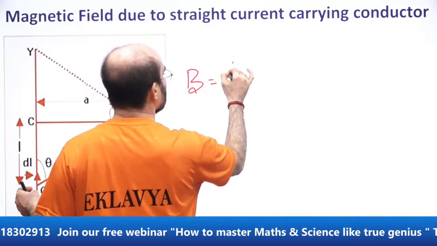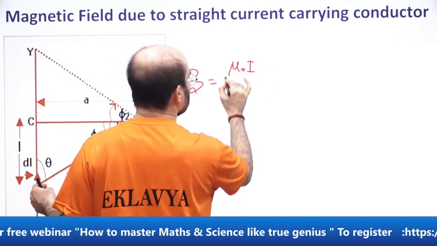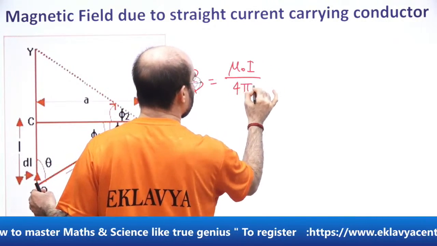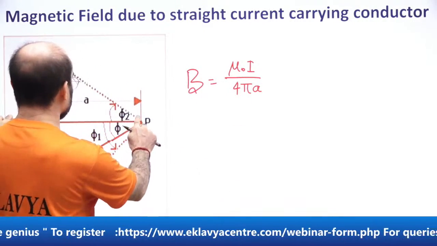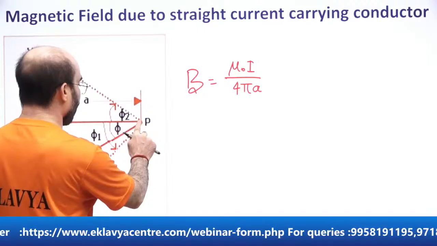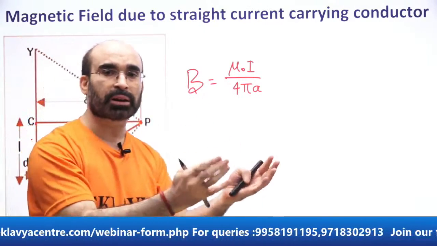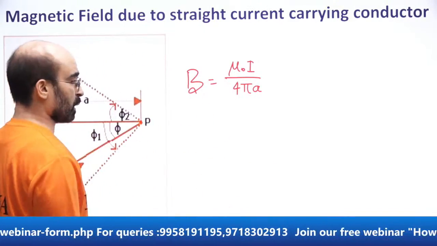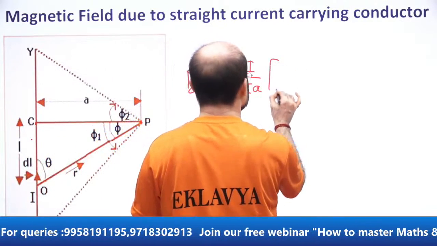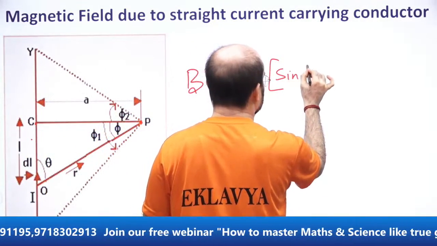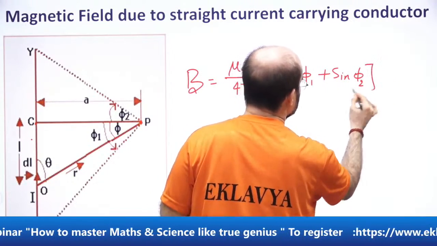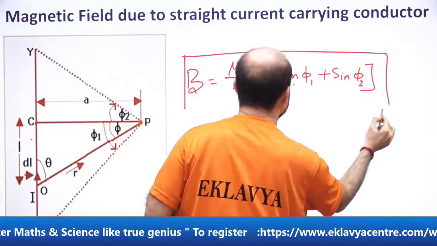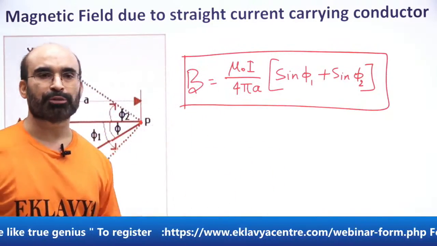B equals mu naught I by 4 pi a. Mind it, 4 pi a. What is this 4? What is this a? A is the perpendicular distance of point P, where we are finding the magnetic field, from the conductor itself. This is multiplied by sine phi 1 plus sine phi 2. This is the result.